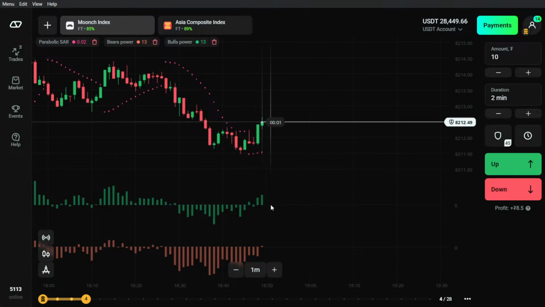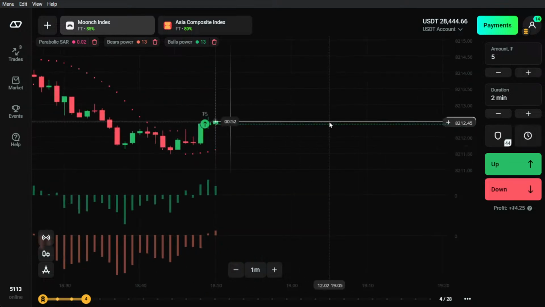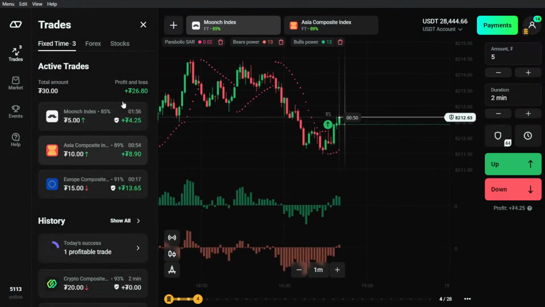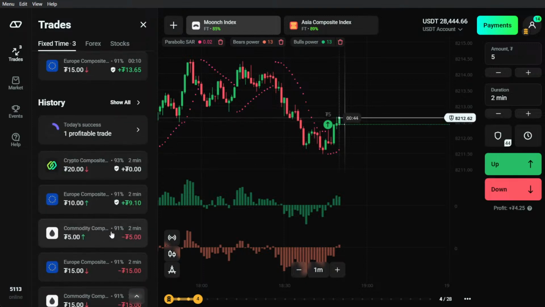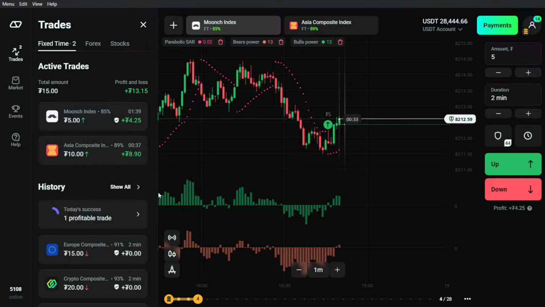Now we see that the bear power is also in favor, the bull power is also in favor. So I'm going to make a very small trade here because I'm not sure where this one will go, but let's hope for the best. Right now we have 3 trades in progress and all 3 are showing positive. We did have a couple of negative results, but that happens. It takes time to get the knack of the market and understand things. So don't stress yourself.